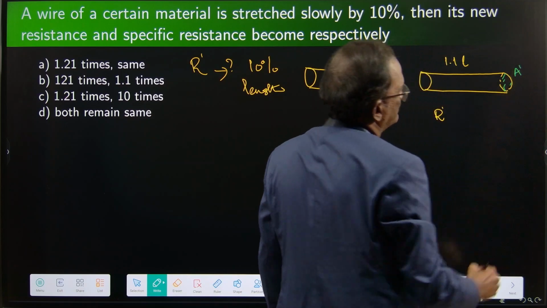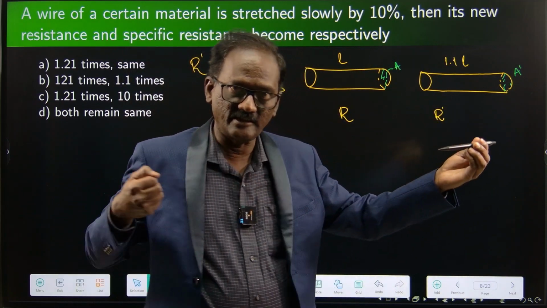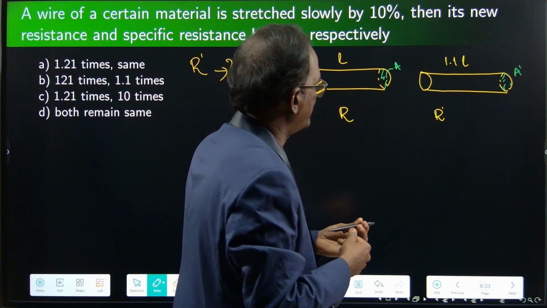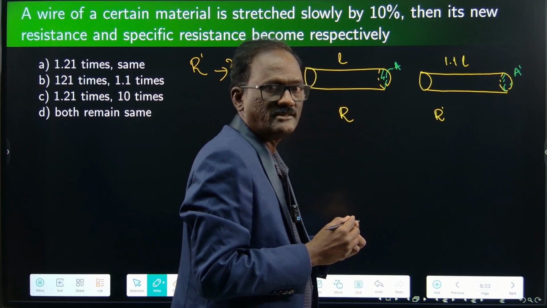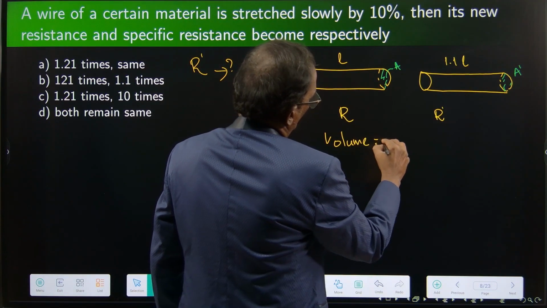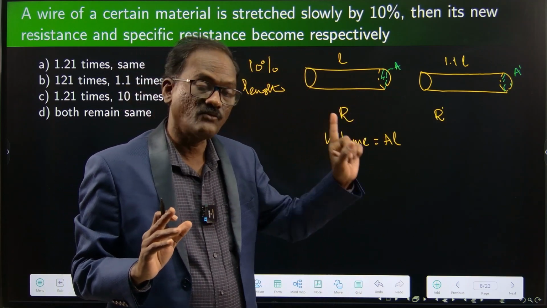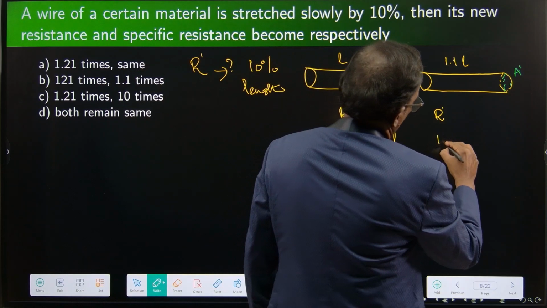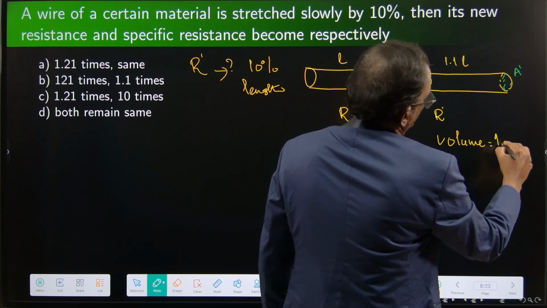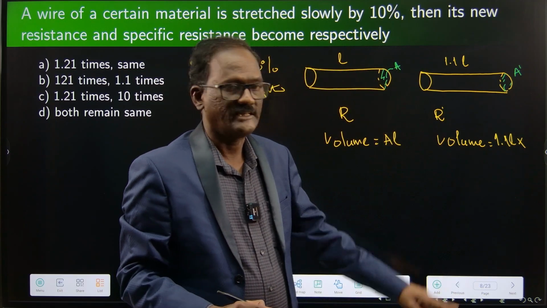This is A dash. A dash is going to be decreased. Why? Length is increased. A dash, the new area, is going to be decreased, right? So how much will it decrease? To keep the volume constant, volume is equal to A into L. In both the cases, volume is constant, right? So I want volume constant. If length is increased, the A dash will decrease.